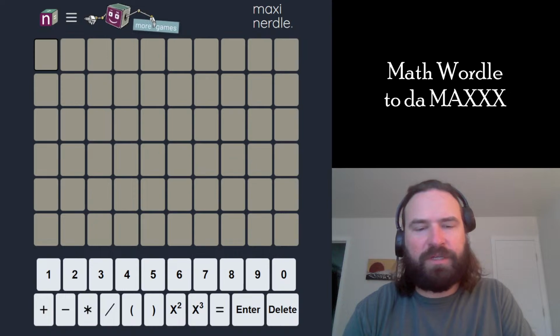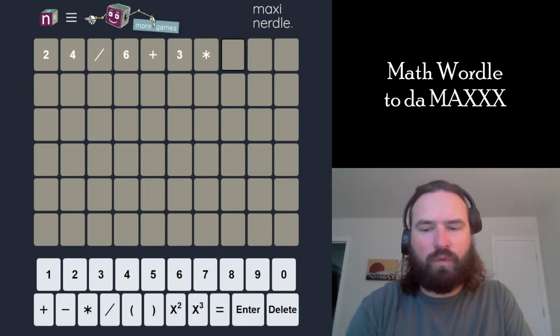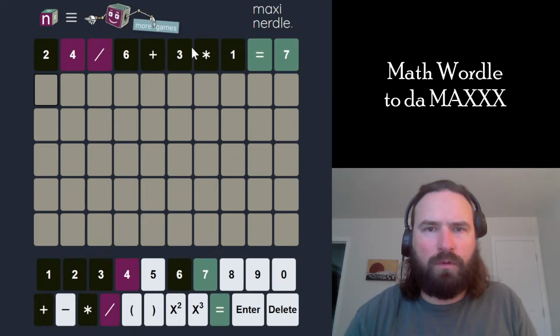Let's smash a maxing error. We got 24 divided by 6 plus 3 times 1 equals 7. Cool, it equals 7. We have nothing else. Division, probably subtraction. Always kind of weird when this happens.